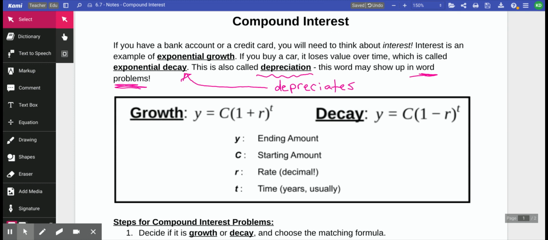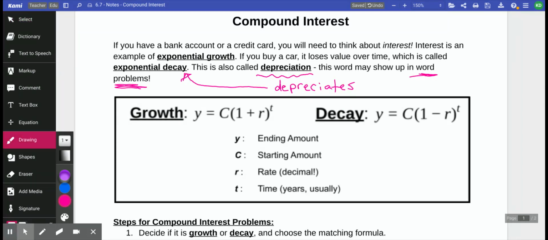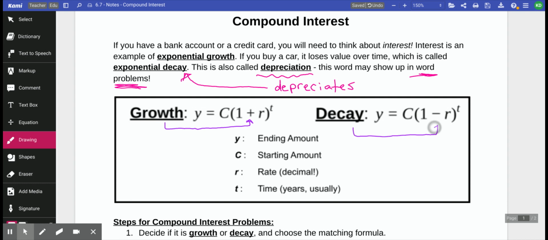So we have two formulas. They're essentially the same formula, but our exponential growth has a plus sign right here, and our decay has a minus sign. So this formula, if we look at what's happening here, it's a 1 plus our rate. R is rate. We're going to write that rate as a decimal. So if we said something like 5%, we're going to think, well, how would I write 5 cents? That would be 0.05. So we're going to convert any percent we see into a decimal.